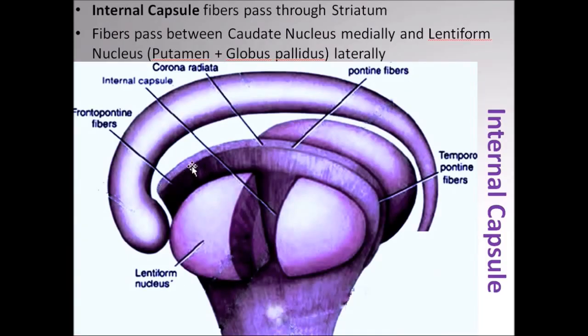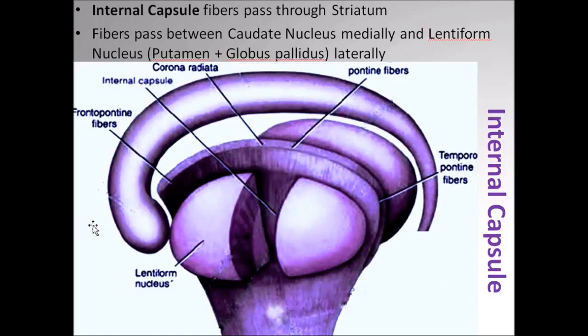This is another picture to show you how the corona radiata fibers converge in the region of the basal ganglia to form the internal capsule. And this structure that we see here, this is the putamen or the lentiform nucleus, and this structure is the caudate nucleus. Now what we shall do is take an axial section through the brain to understand exactly the structure and the orientation of the internal capsule.